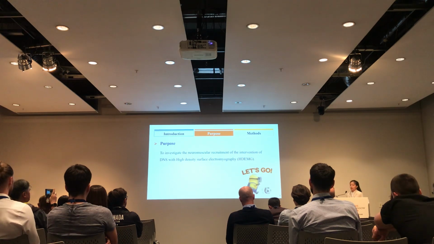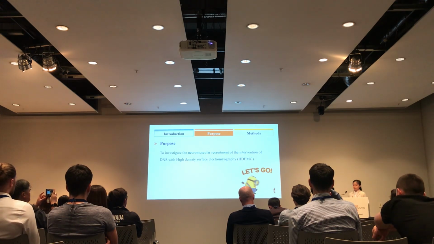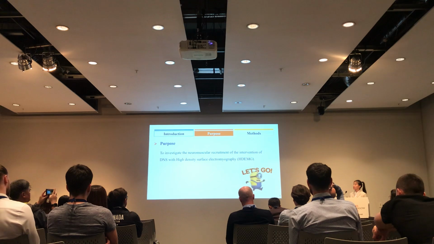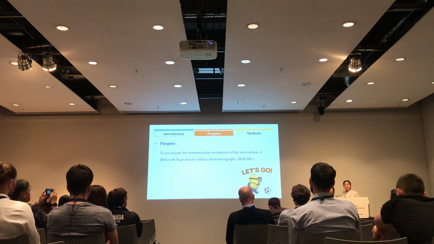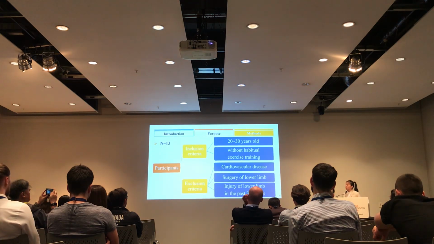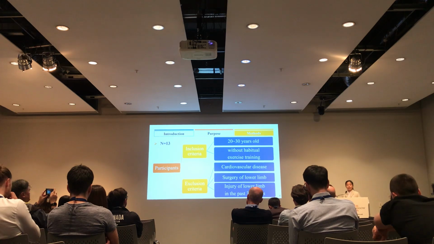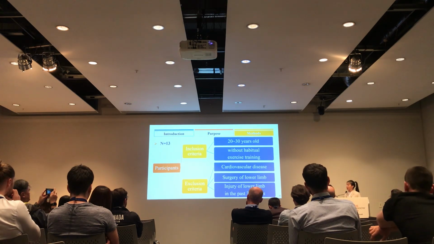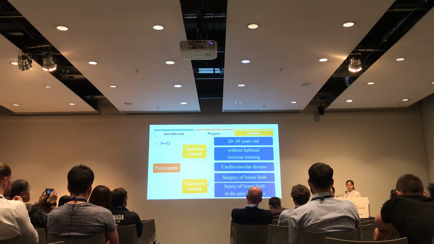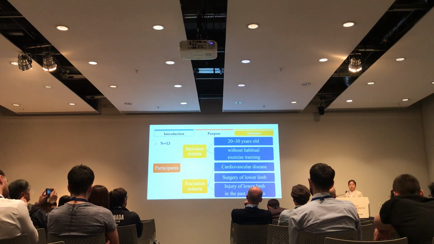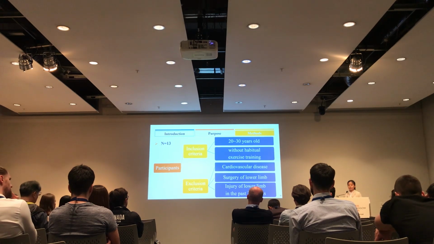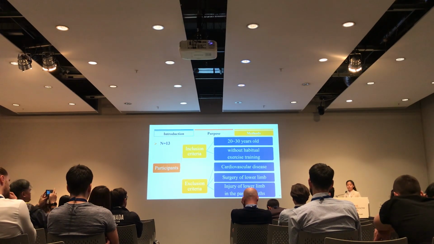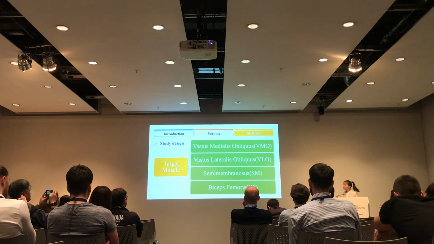In our study, we investigate the neuromuscular recruitment of the neuromuscular stabilization intervention with high-density surface EMG. For our study design, we had 16 volunteers aged 20 to 30 years old, without any inhibitory exercise training, without any cardiovascular disease, any surgery of the lower extremity, and without any injuries in the past 3 months.